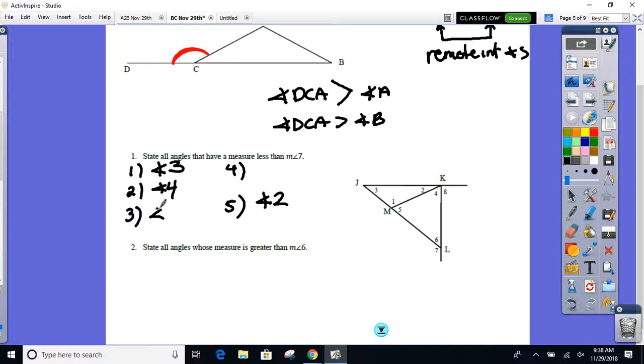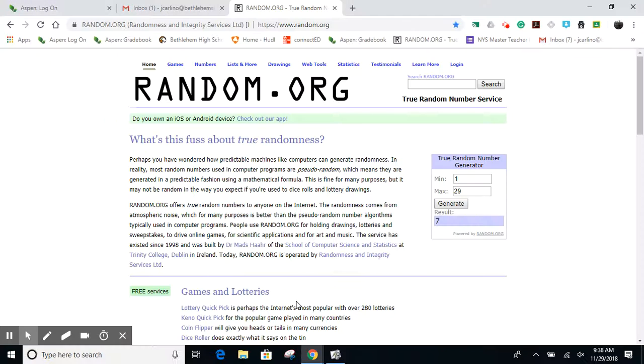5. Good job. Angle 5, because it's remote interior with angle 7 in this triangle right here. And I'm looking for one more, here's a hint. You can't name it by a number. Hopefully that's a hint for some of you.